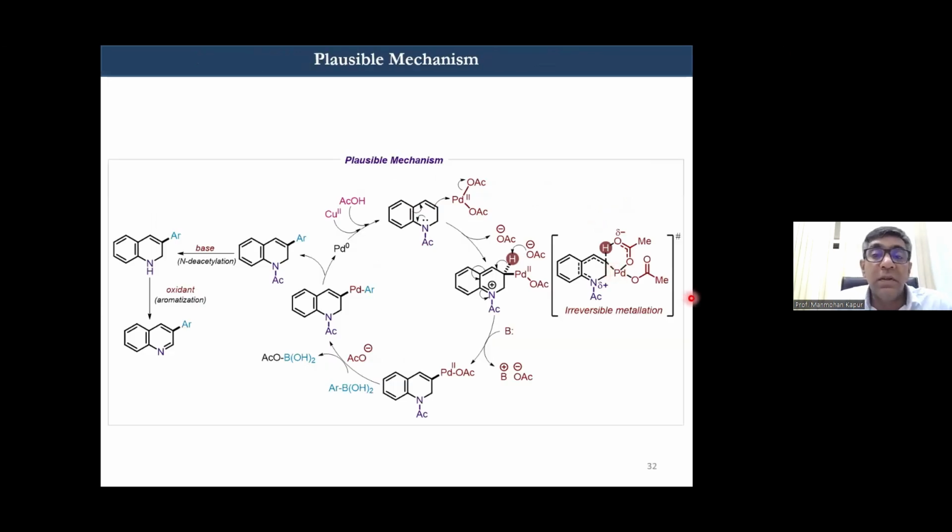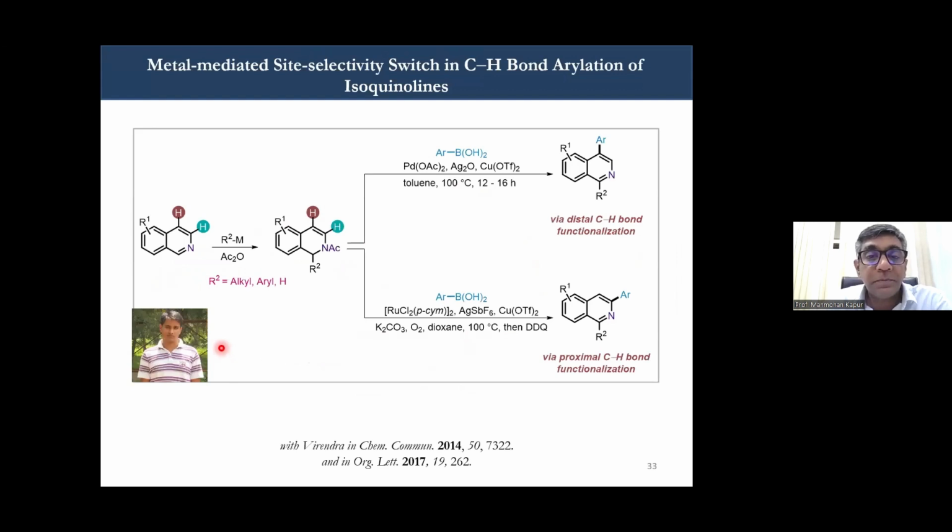So what is the mechanism in this case? The mechanism works exactly as we have seen earlier. This is now the pi basic site. So you pick up the palladium at this particular C3 position. This is probably the transition state for that. Once this species is generated, it can undergo a transmetallation. Reductive elimination generates this aryl species here, which now undergoes a deacetylation in the presence of base, and the copper oxidant re-aromatizes it to give you the C3 arylated quinoline.